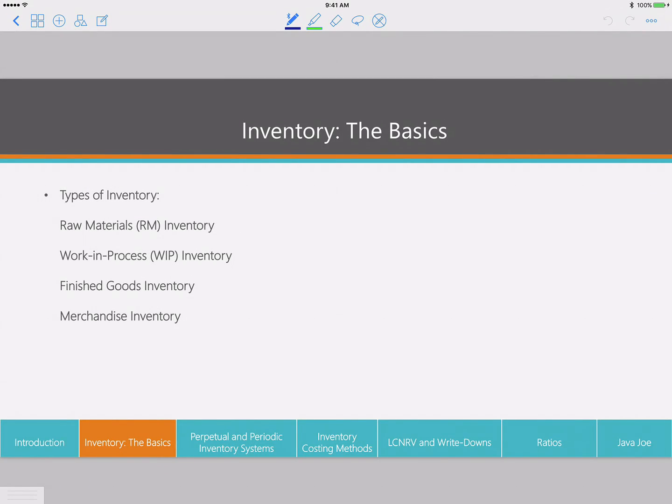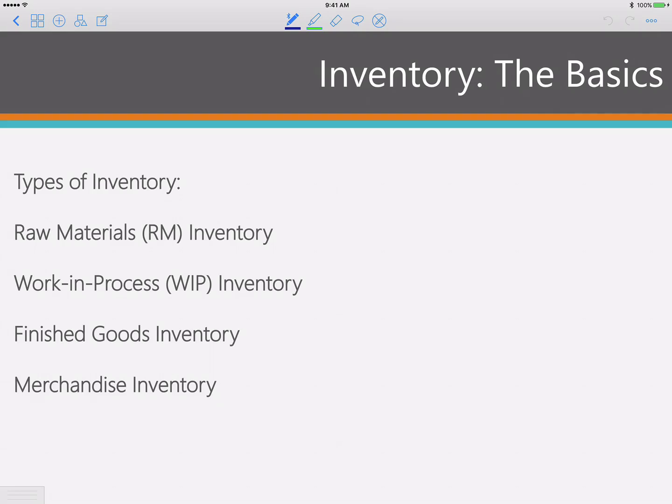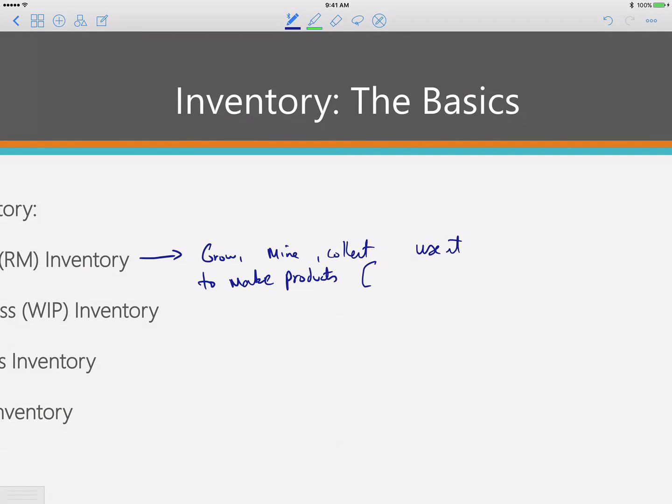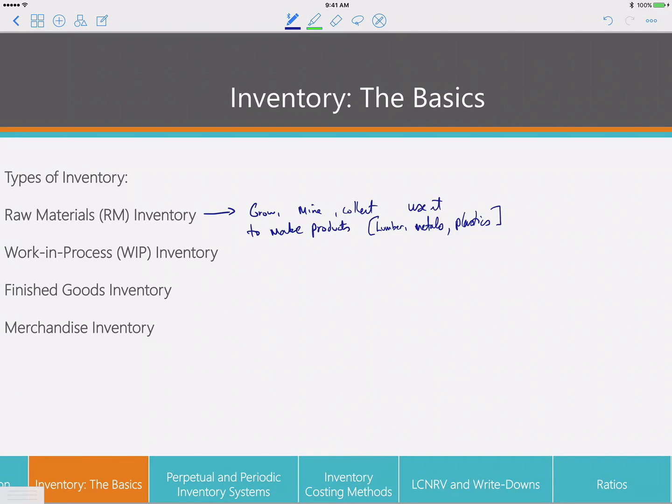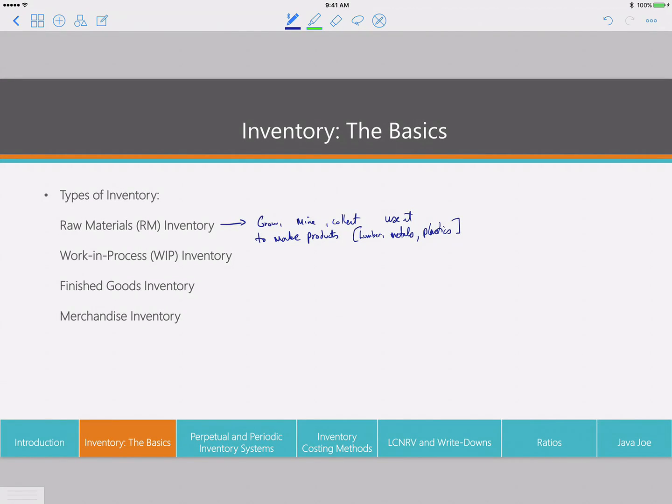So for the types of inventory, we have a few types. Raw materials inventory is anything that you would grow, mine, or collect and use to make products, to make goods. This could be something like lumber, different types of metals, or plastics, anything that you're going to use as a raw material to create other goods.